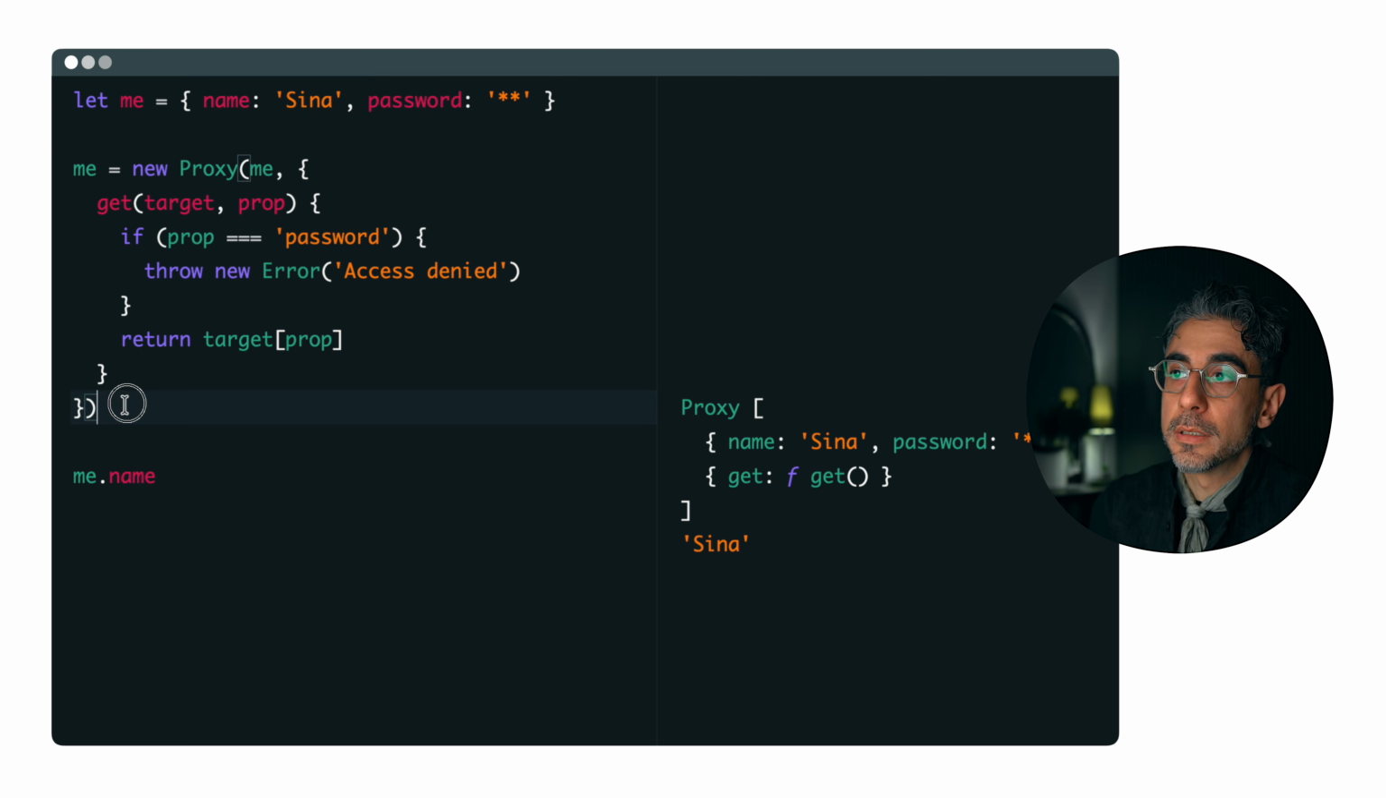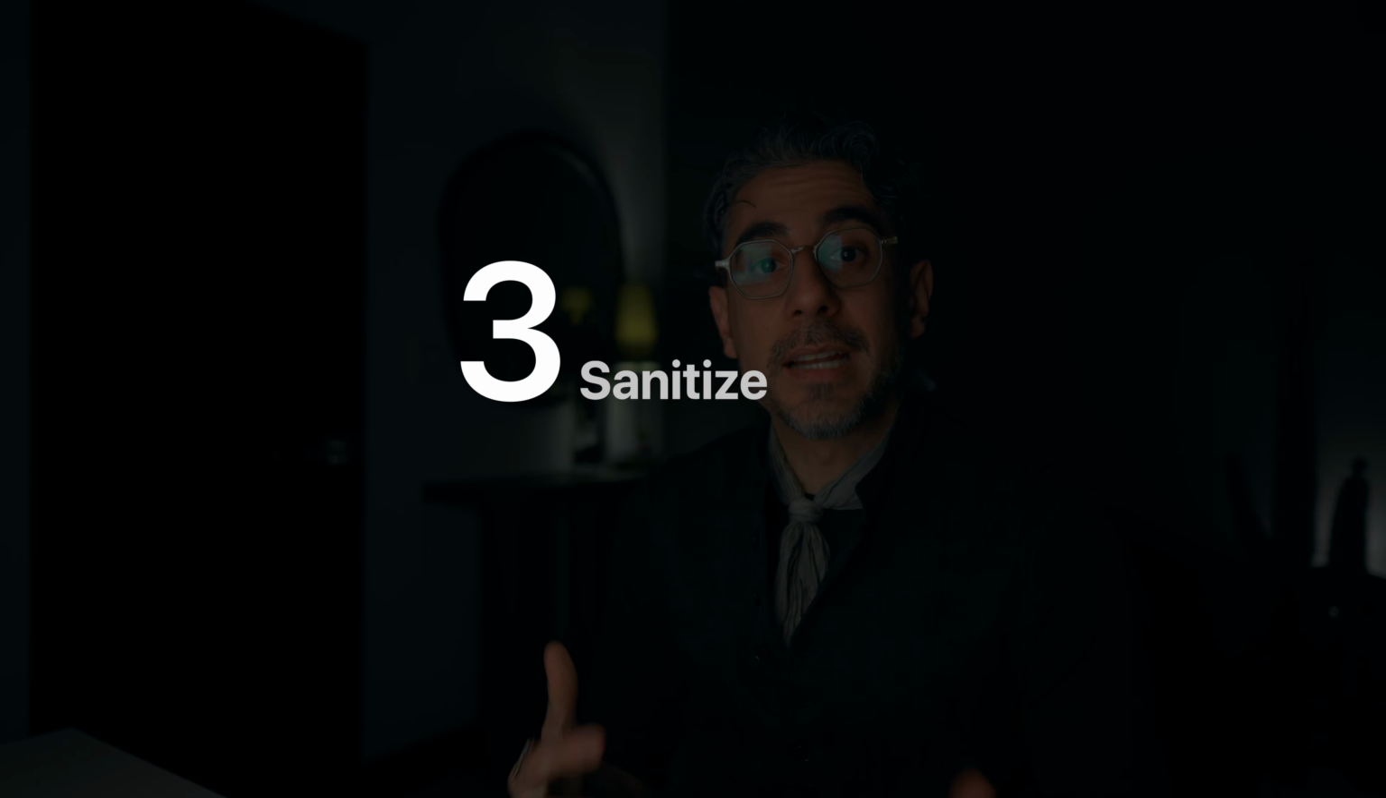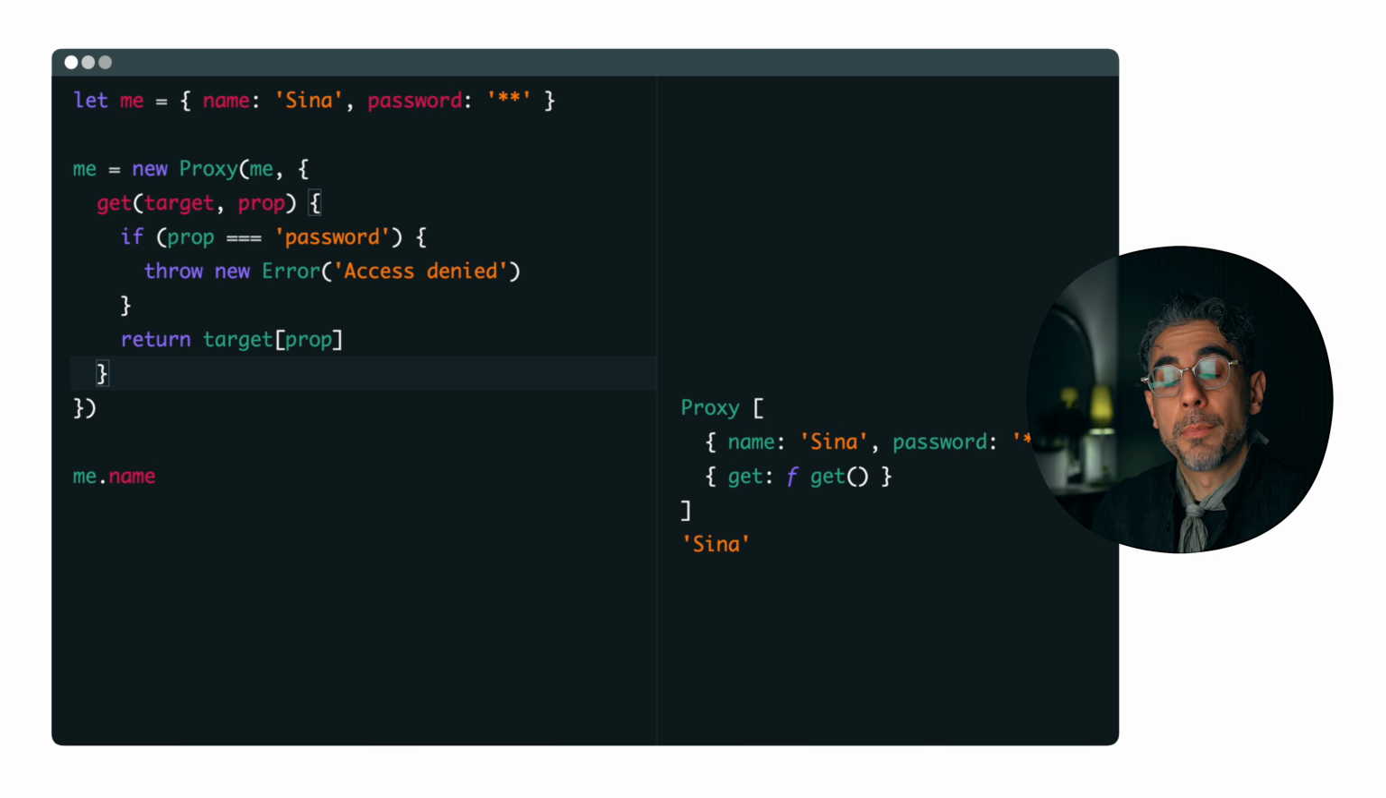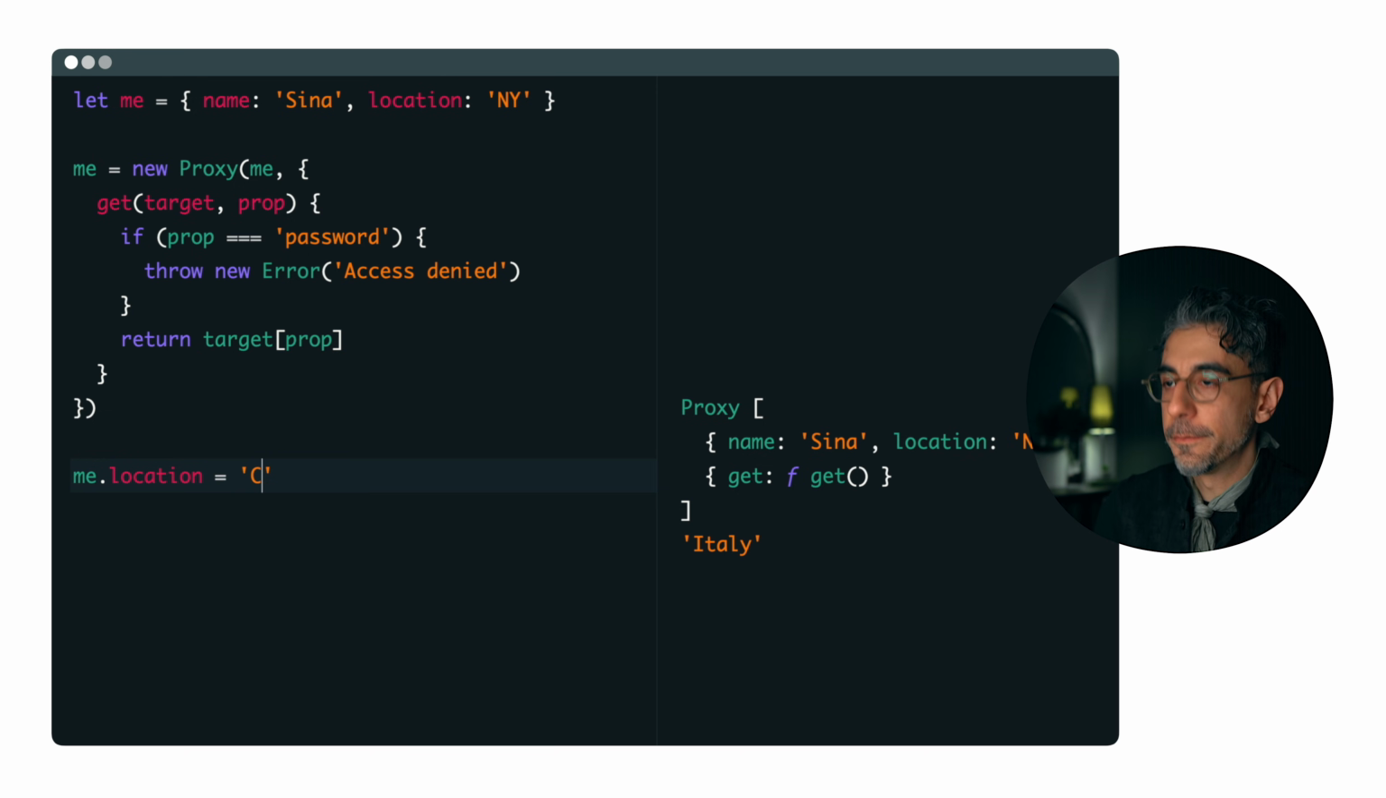So this was a little bit about the get function. How about writes, right? This was a read. So number 3 is sanitizing writes. What if I want to lock down parts of my object so you can read it, but you can't write to it? And I do want to be clear, this stuff should be reinforced on the backend too, right? An example of this would be location. My location is coming back from the server, this says NY. I want to go ahead and say my location equals something else, something like Italy or California. I can change this get to be a set.